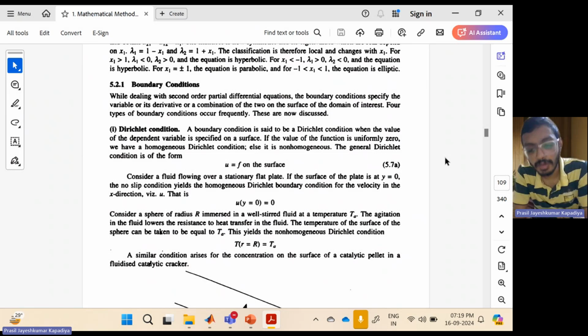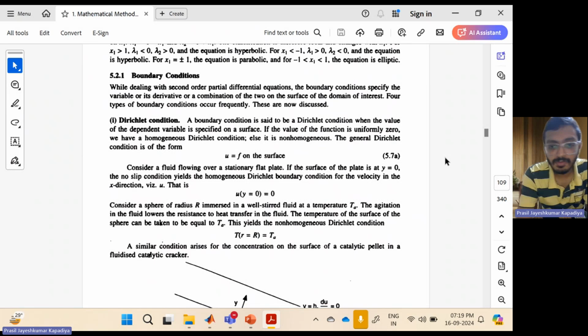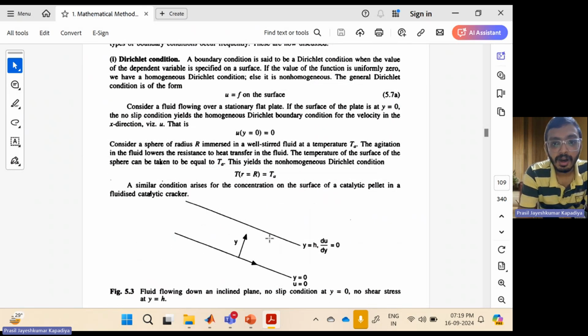Here they have given one example: consider a fluid flowing through a stationary flat plate. So here it is flowing. If the surface of the plate is at y is equal to 0, with the no slip condition, then we can see that at y is equal to 0, u is equal to 0. So this kind of condition is called the Dirichlet boundary condition.